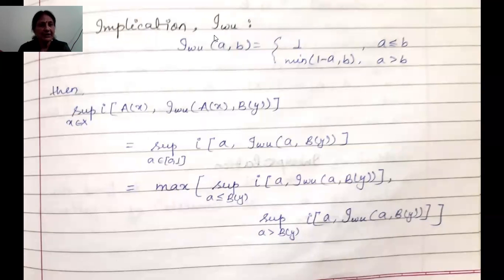Similarly, the Wu implication: I_W(A, B) is equal to 1 for A less than or equal to B, and minimum of 1 minus A and B for A greater than B. Then again the right side, the supremum of I(A(X), I_W(A(X), y)). We write A instead of A(X), so the supremum over A belonging to [0, 1] of I(A, I_W(A, y)). We break it into two parts: the maximum of the supremum for A less than or equal to y of I(A, I_W(A, y)), and the supremum for A greater than y of I(A, I_W(A, y)). Now we write the value of this and this with these two conditions from the definition of the Wu implication.